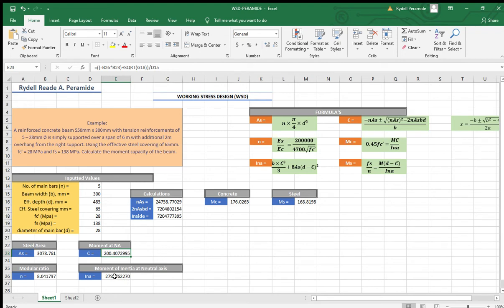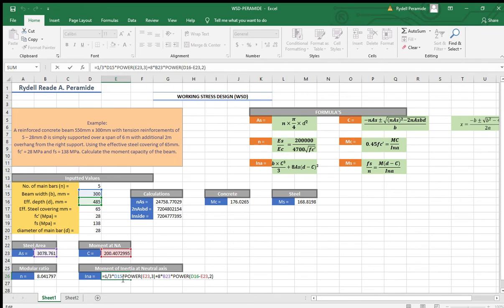Next is the moment of inertia at neutral axis, or the INA. To get INA, the formula is b, or the beam width, times c cubed over 3 plus nAs, close parenthesis, d minus c squared. So, 1/3 times the b, 300, times c cubed, plus 8 times the steel area times d minus c squared. And we will get an answer of 27997.62270.